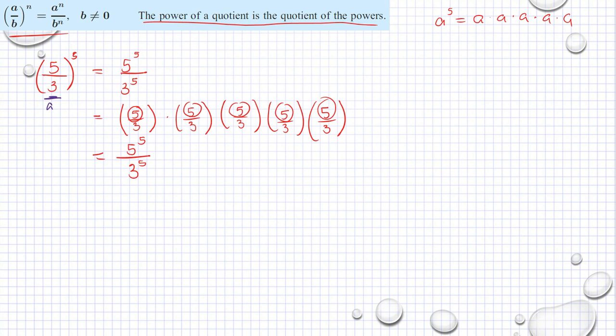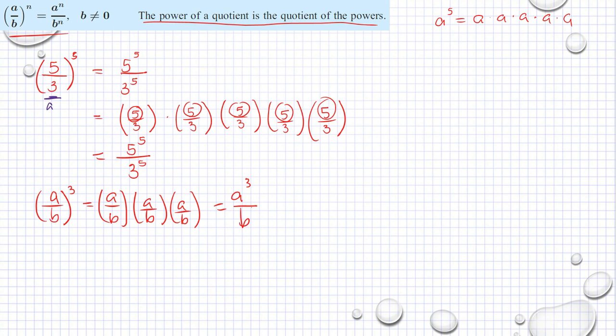So for example, you have a divided by b, all raised to 3. Then we have a divided by b multiplied by a divided by b and a divided by b. Then we have a raised to 3 divided by b raised to 3.